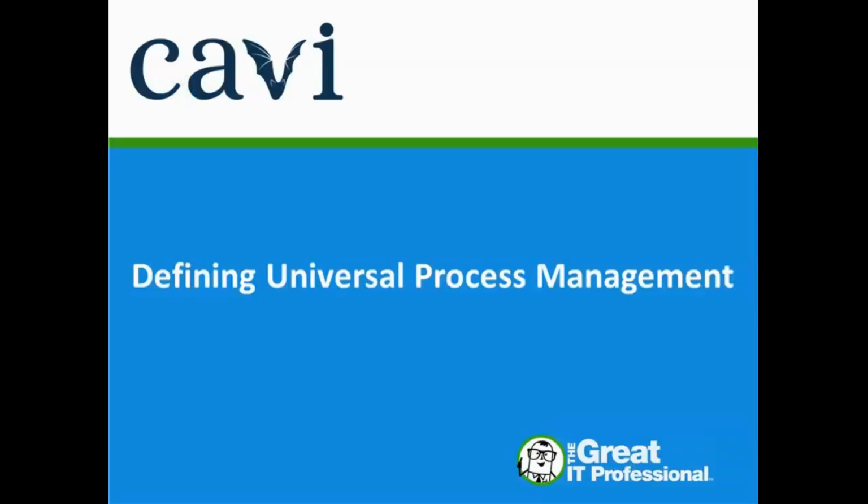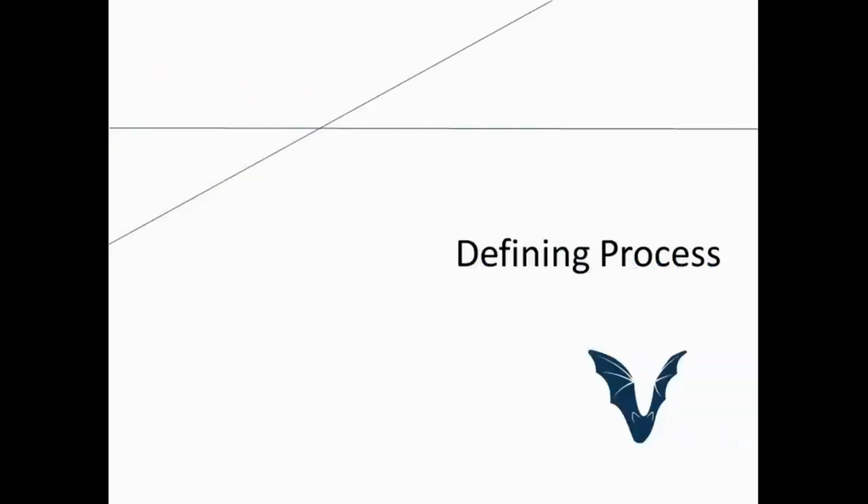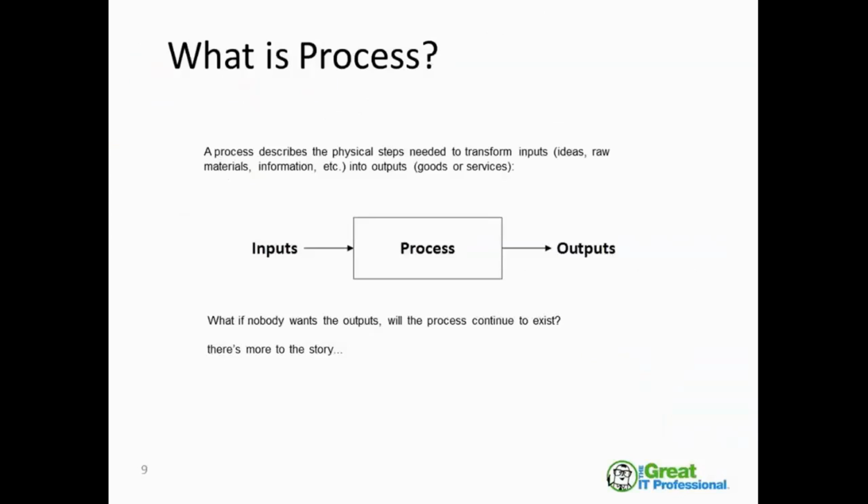So, hopping in, let's start with defining universal process management. And again, that always starts with the definition of process. We'll start with a process definition that the audience is probably more familiar with. This is something you could pull from Google, and you've probably seen this in other contexts. It describes the physical steps needed to transform inputs, which could be anything, ideas, raw materials, information, into outputs, goods or services. So at the highest level, you have things going into a process, a transformation occurs, and outputs come out.